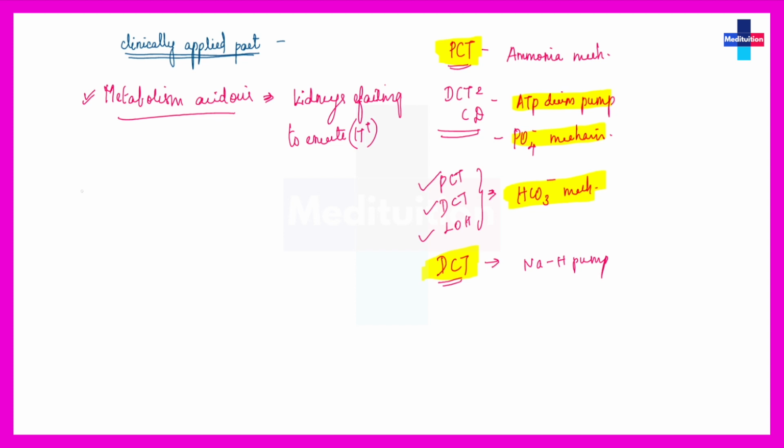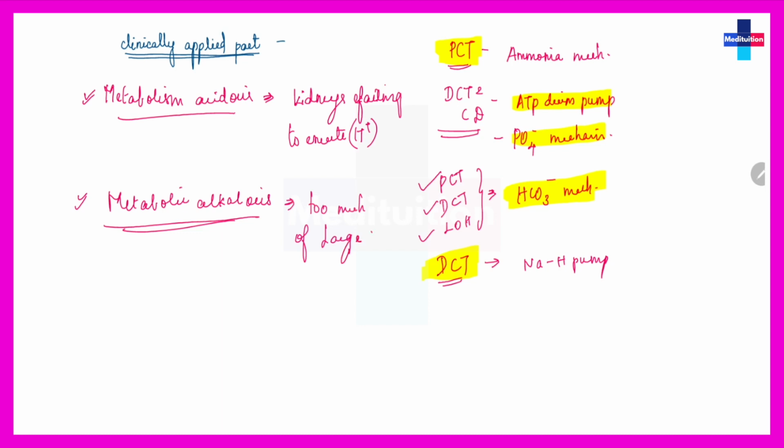Okay, metabolic acidosis. Then what happens in metabolic alkalosis? Kidneys are excreting too large a quantity of H+. So that is why you have alkalosis. Alkalosis means your body's alkaline condition is more because of too much excretion of hydrogen ions.